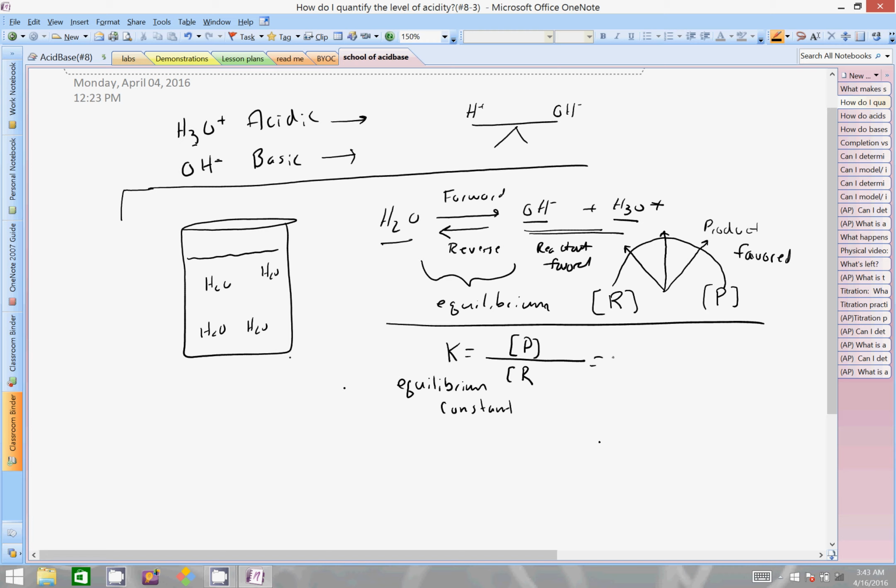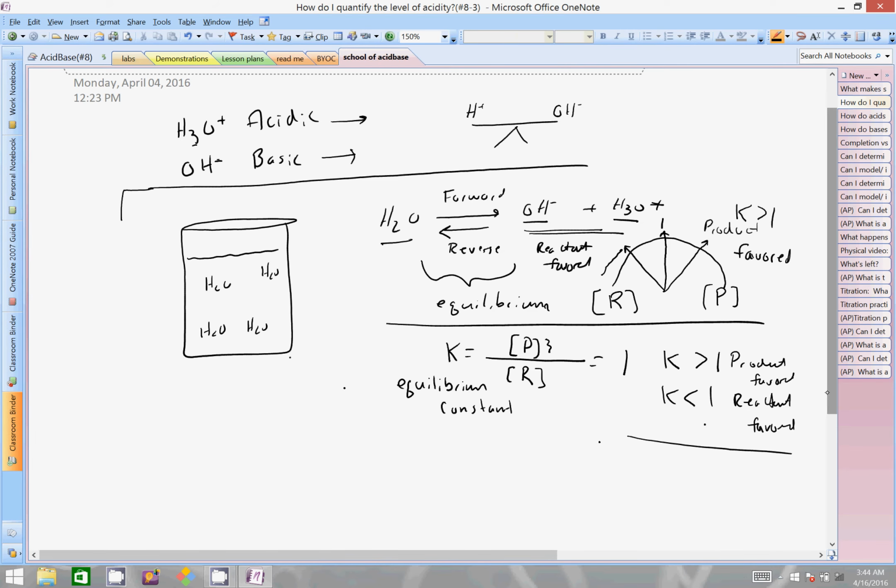So if your number is 1, then you would be right in the middle. If your K value is greater than 1, then you're somewhere over here. K is greater than 1, meaning I have more product than I do reactants. And if your K is less than 1, then you're over here someplace. This one, again, is called product favored. And this is called reactant favored. We'll be using this a whole bunch as we move through this chapter.